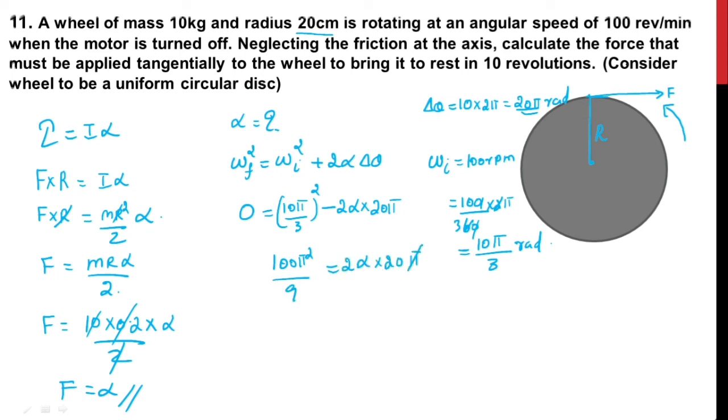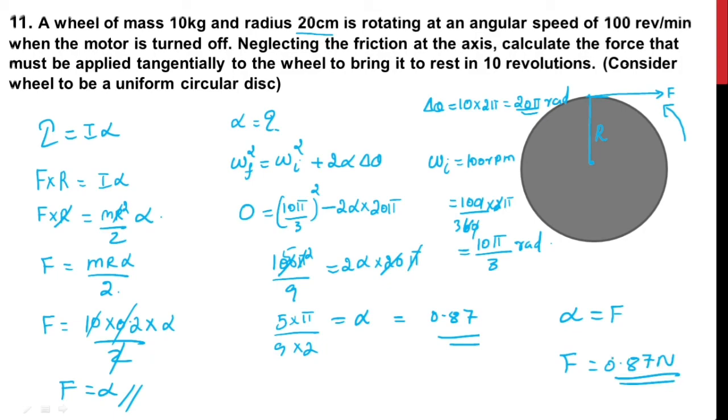Okay, so pi cancels here, then 20 divided by 4 gives 5, and you get the final answer: alpha is equal to 5 pi divided by 9 into 2. If you calculate this value, you will get alpha is equal to 0.87, which is equal to F, right? So we can write F is equal to 0.87 Newton. I hope you understood this one. Thank you.